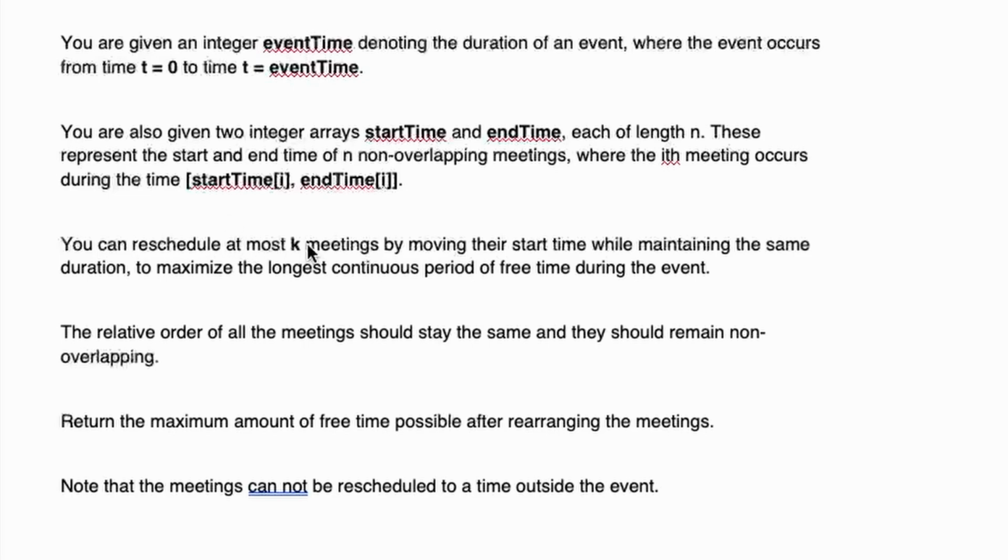We can reschedule at most k meetings by moving their start time while maintaining the same duration. And we want to maximize the longest continuous period of free time during the event. So the relative order of the meetings should stay the same, right? So we can't swap their positions, but we can shift events around. So we want to return the maximum amount of free time possible after rearranging the meetings, and we cannot arrange them so that they are outside the time of the event.